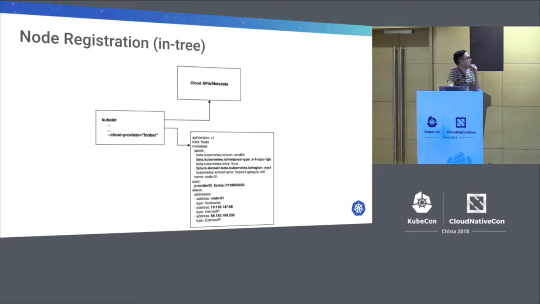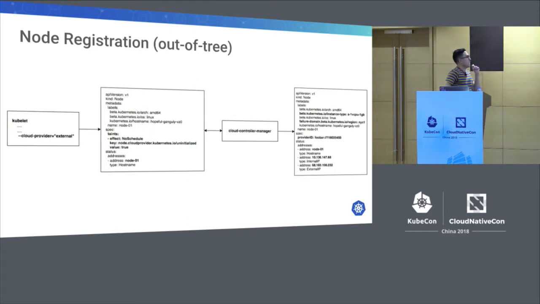So let's first talk about node registration. In-tree node registration essentially is the kubelet. Because it's cloud provider aware, it can build the node resource on its own, and once it has all the metadata filled in specific to the cloud provider, it'll send that to the Kube API server, and then it'll be registered with all the data it knows about itself from the cloud provider.